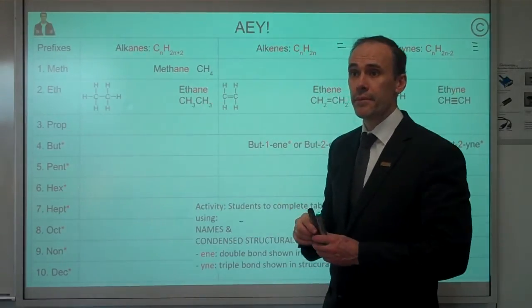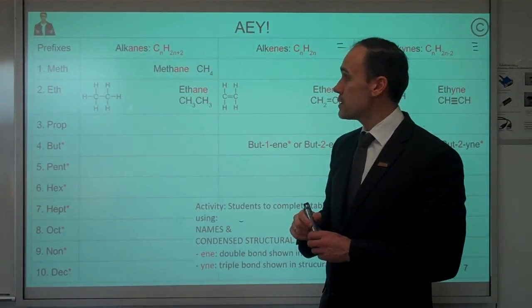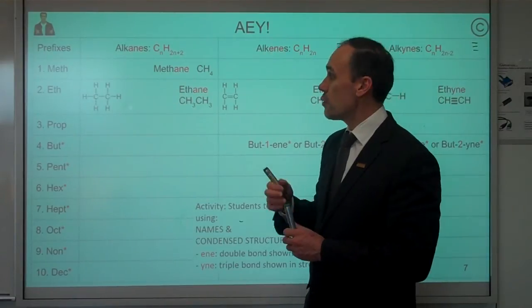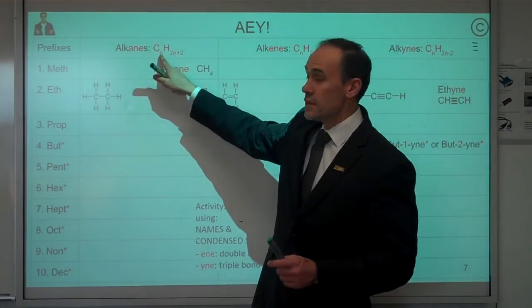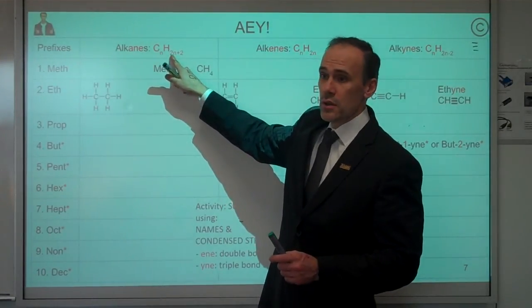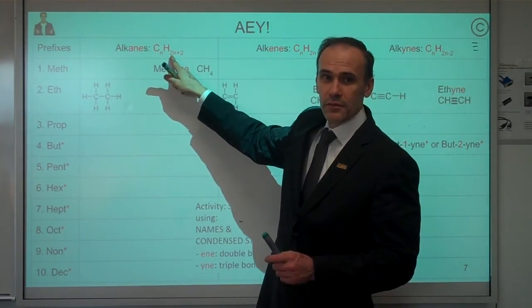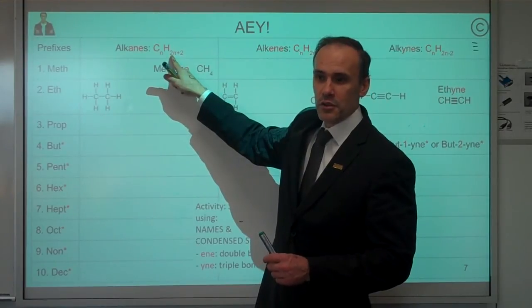Does the n represent the number of carbons? The n represents the number of carbons. So it could be 1, 2, 3, 4, all the way up to 60. If you had 60 carbons, you'd have 122 hydrogens. It's 2 times 60 plus 2, 122.